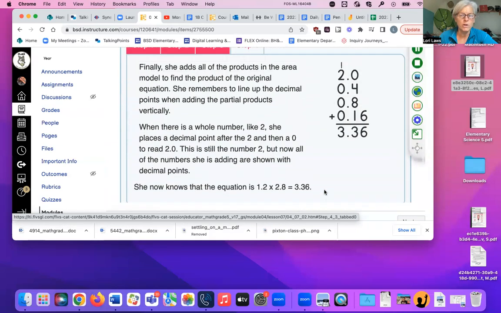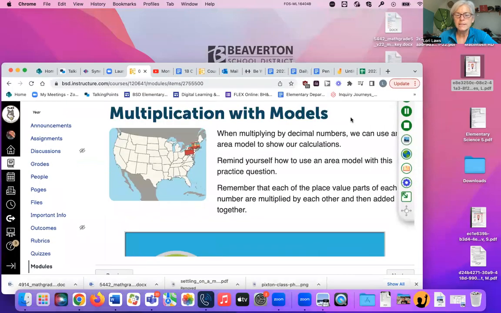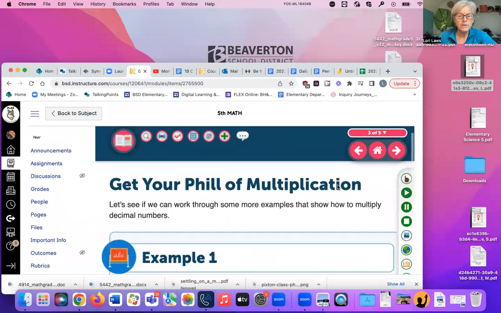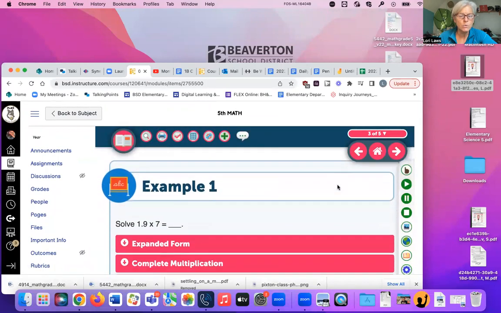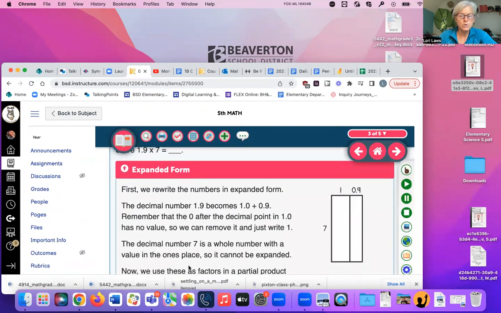So ask yourself what you're really multiplying when you're doing a problem. This lesson isn't over yet, so don't give up and skip to the quiz. Even if you kind of have it, you need to work your way through and make sure you've got it. 1.9 times 7. They're going to ask you to do 1 times 7 and 0.9 times 7.